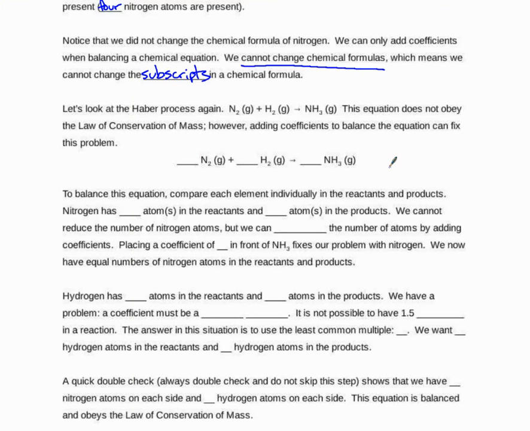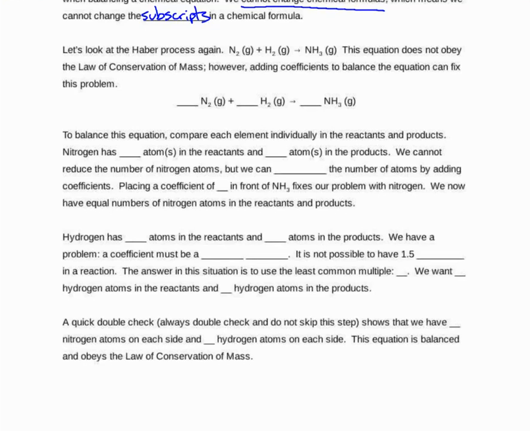So we'll come back to this in a second. I'm going to approach this 2 different ways. So in this paragraph, I'm going to talk strictly about the nitrogens, and then I'm going to start over, and in this paragraph, I'm talking about strictly hydrogen, and then I'll put them together at the very end. So to balance this equation, we have to compare each element individually in the reactants and the products. So when I look at nitrogen, I want to only look at nitrogen. I want to ignore everything else.